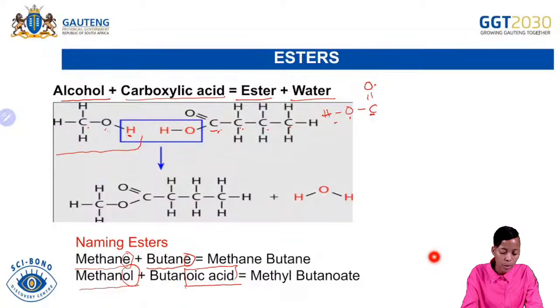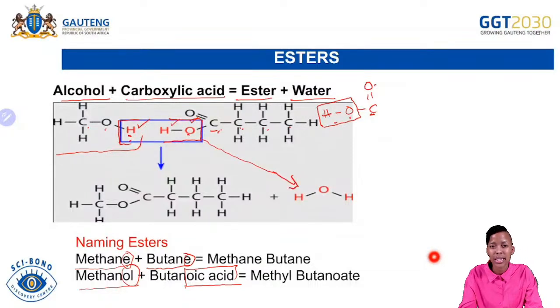Okay, so let's see now. From the structure of the alcohol, what are we going to remove? We are going to remove the hydrogen. And from the structure of the carboxylic acid, we are going to remove this part here, which is your OH. And the combination of these two, the H and the OH, are going to form the structure of H2O.